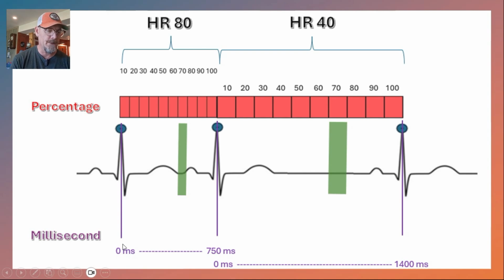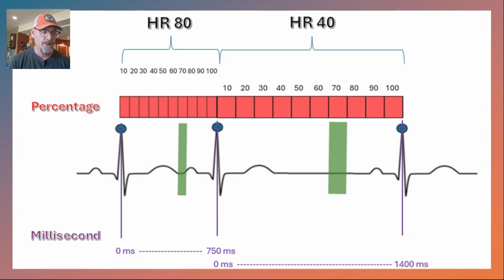So we're going to say that this is 0 milliseconds, of course. That's your first R wave. And in the heartbeat of 80, it's going to end right around the 750 milliseconds. And then this next R is tagged with a 0 milliseconds. And now we see it's coming down to 1400 milliseconds. Well, why is this important?